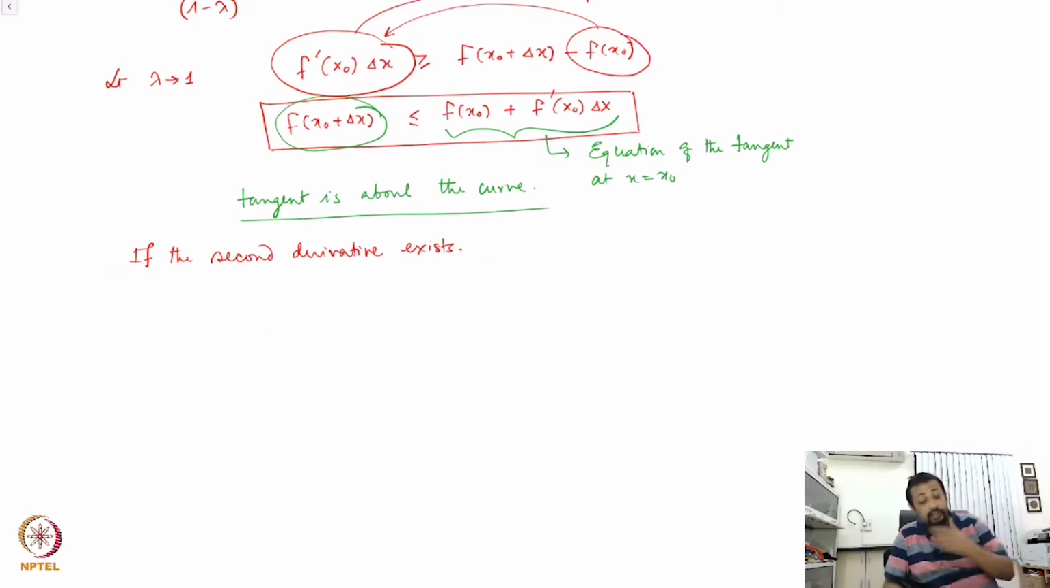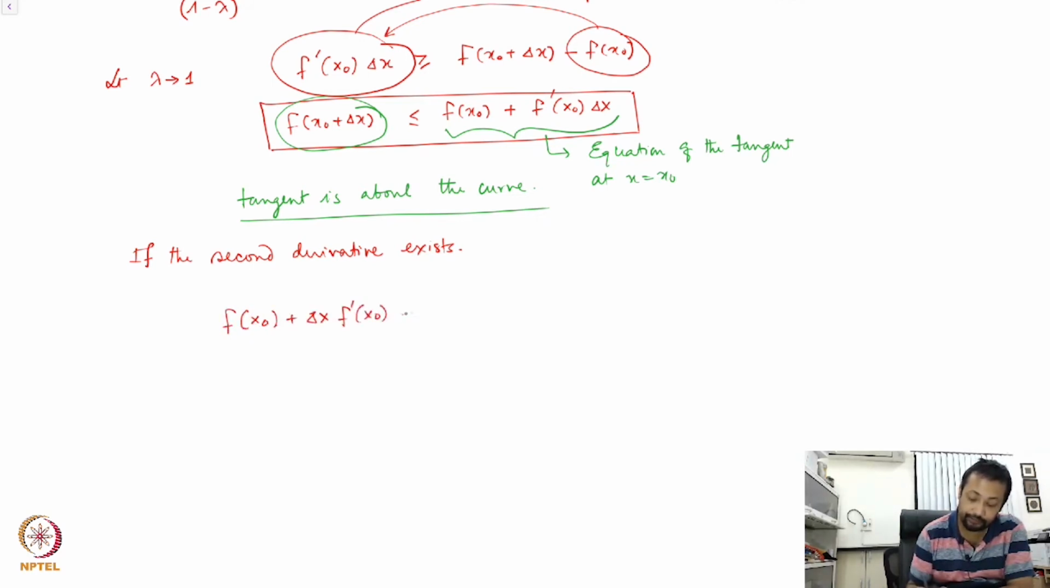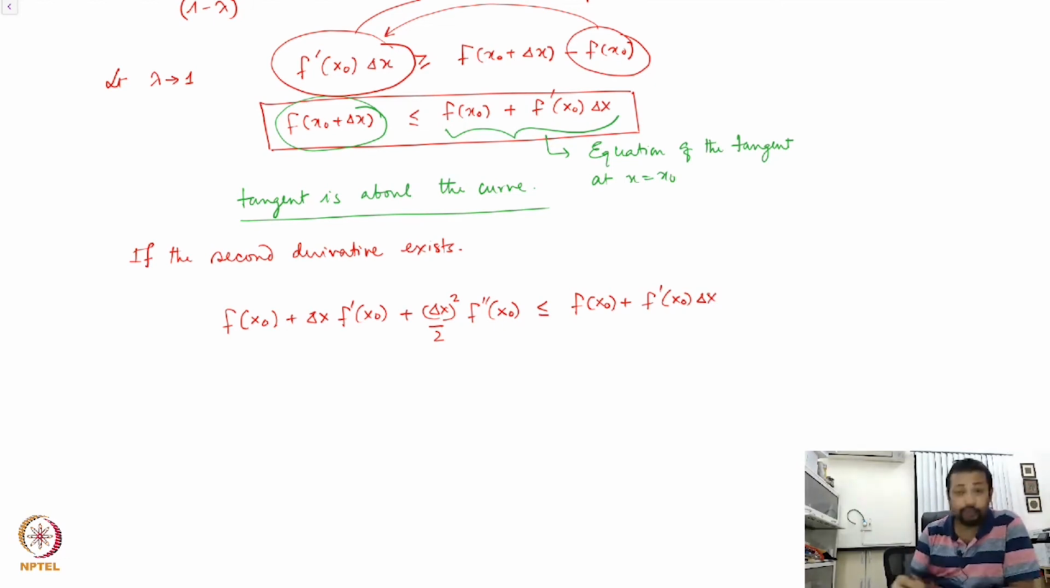Further, if I now assume that the second derivative exists, then essentially I will expand the left hand side to write down as delta x f dash x naught plus delta x whole square over 2 f double dash x naught must be less than equal to f x naught plus f dash x naught delta x, right? One can of course say, why am I not considering the third derivative? Well, because essentially you have done extreme calculus and therefore you know the principle of extrema, how to determine extrema, and it's the sign of the second derivative which determines everything. Therefore it suffices to keep the second derivative.